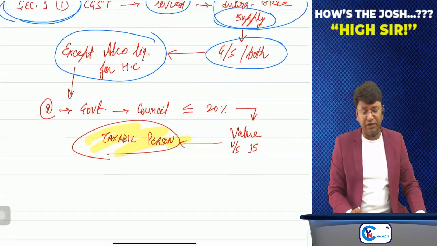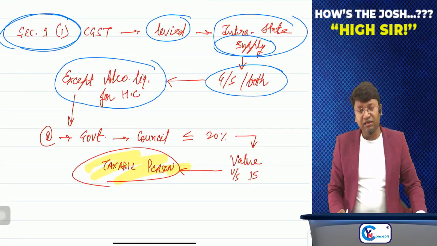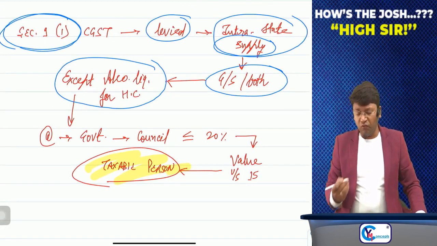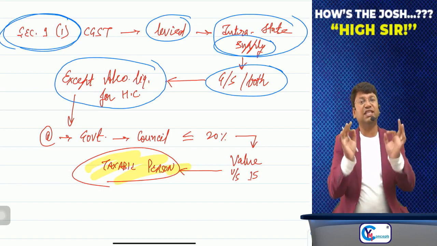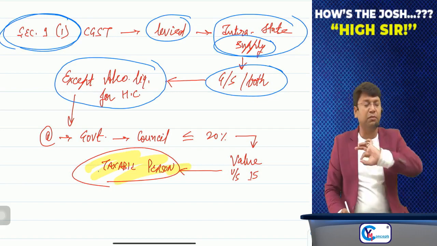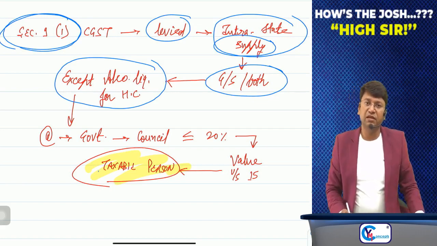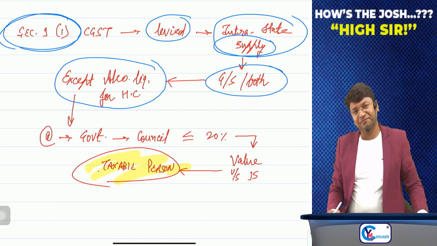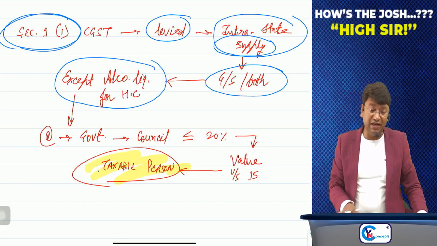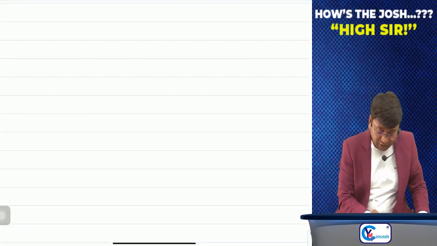At the rate notified by the government on the recommendation of the GST Council, but not more than 20% of what? Value of such goods or service or both, and it shall be payable by a taxable person. This is full stop, done. Sir, this is charging section which says that GST will be levied on supply. Clear? This is section number 9, subsection 1. Now section number 9.